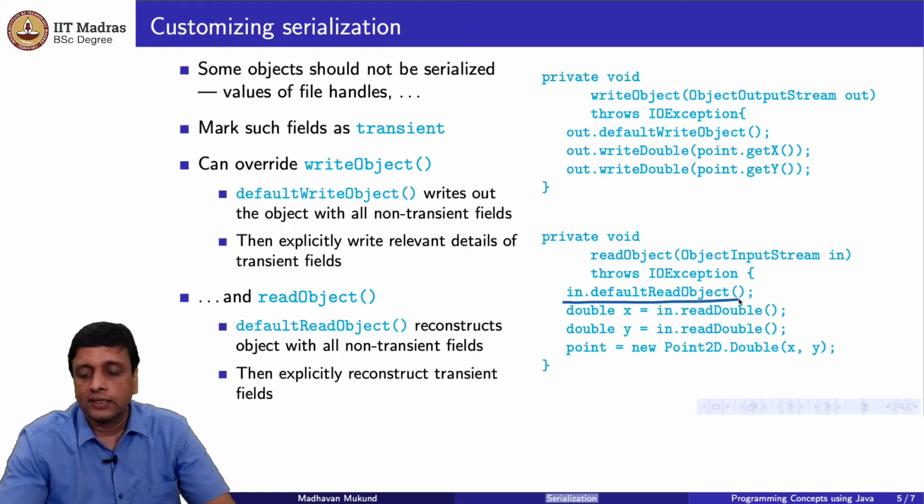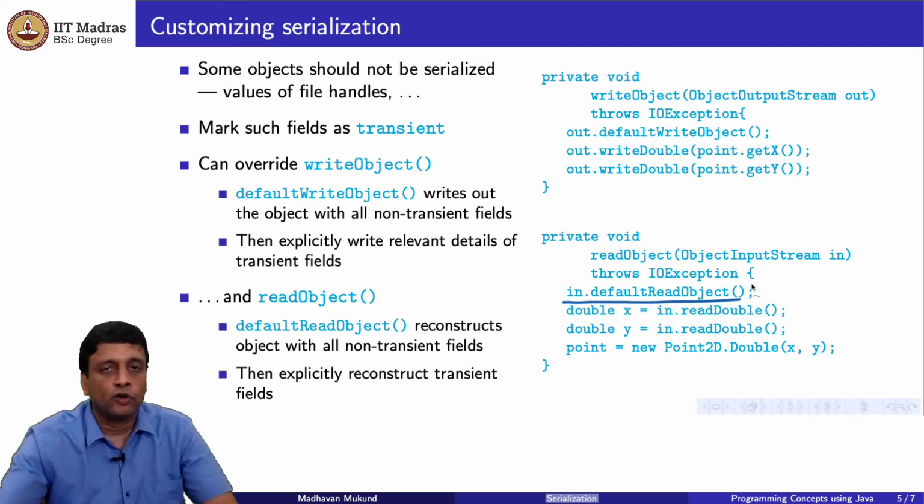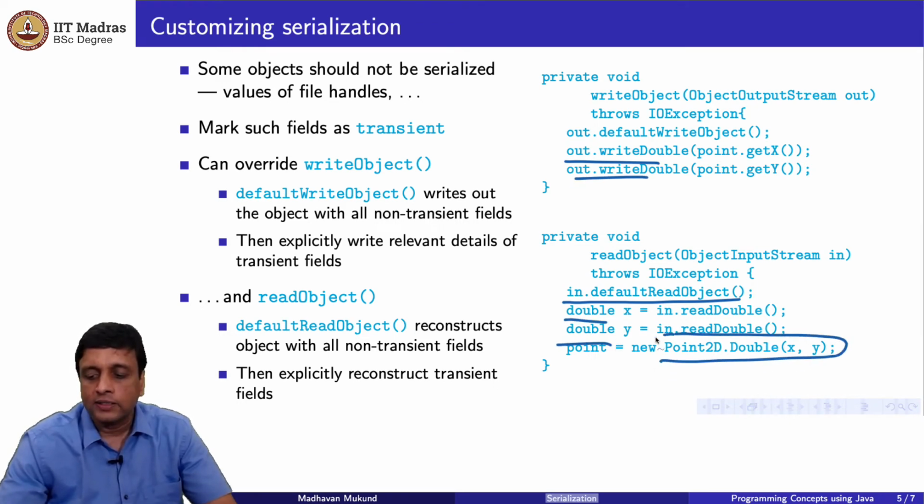First we reconstruct, so we have to first of all redefine this read object. So we reconstruct the object using the default read object, which will reconstruct the original object, but in that original object there will be this point field which has no value because it was transient and therefore not saved. So now we read the remaining two doubles that we wrote, and we explicitly call a constructor for that class to associate a correct reference for this field point, right?